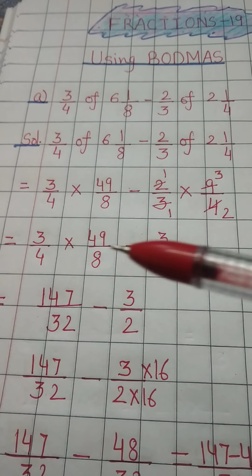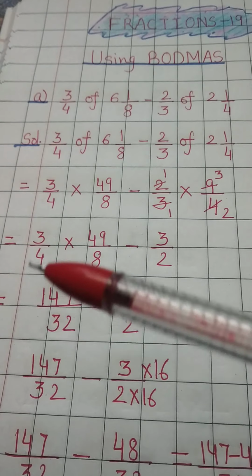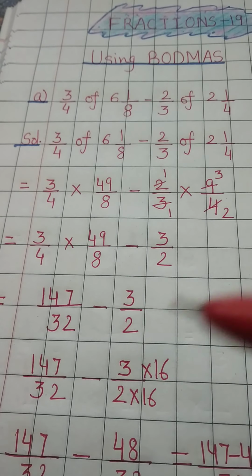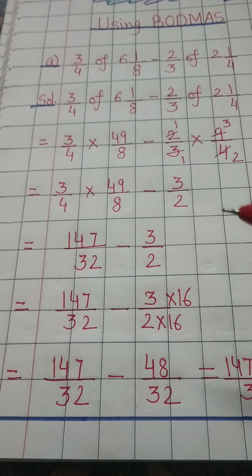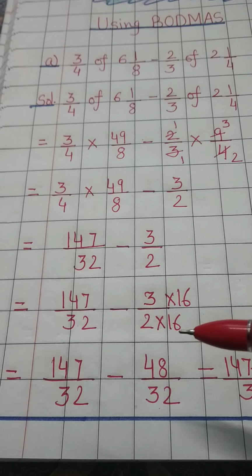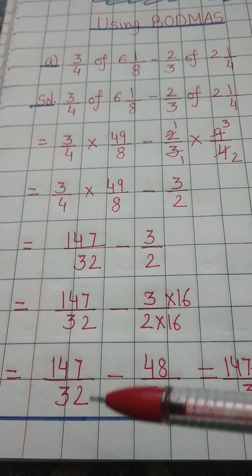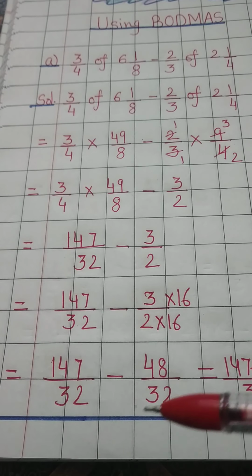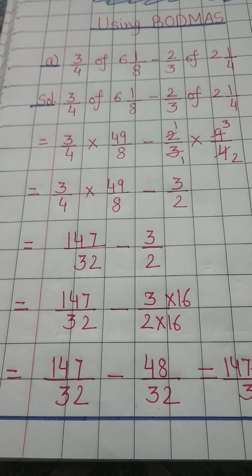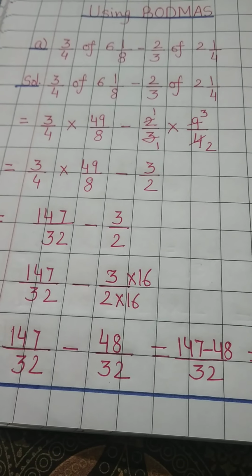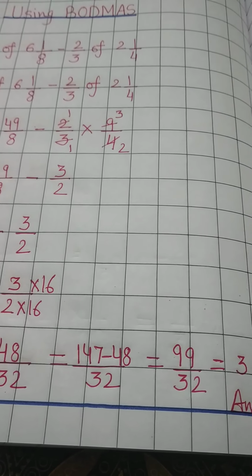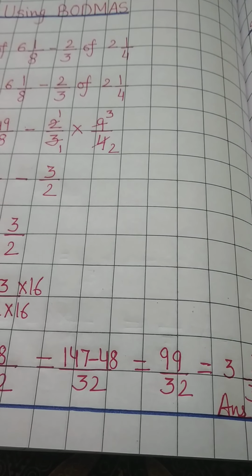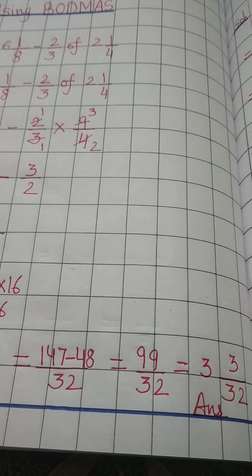And then multiplication: 3 times 49 is 147 and 4 times 8 is 32, minus 3 upon 2. Then again we have to make them like fractions. So we will multiply this by 16. It will become 32, and the answer will be 147 upon 32 minus 48 upon 32. Then this is simple, and we subtract them and get the answer 99 upon 32, which is equal to 3 3 by 32.